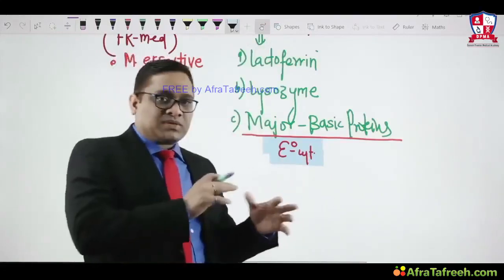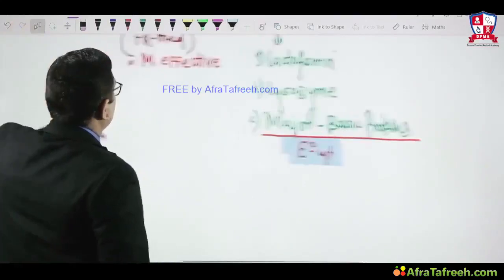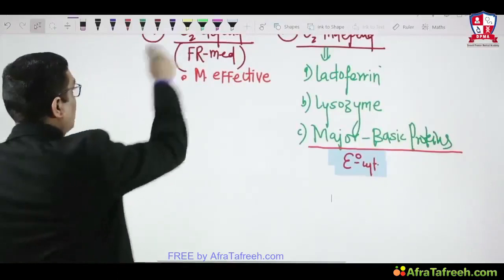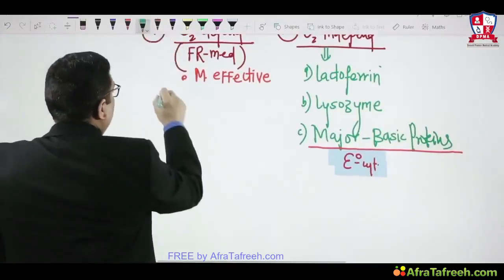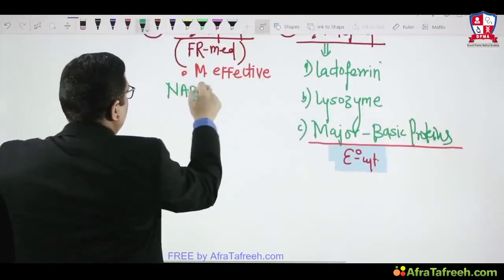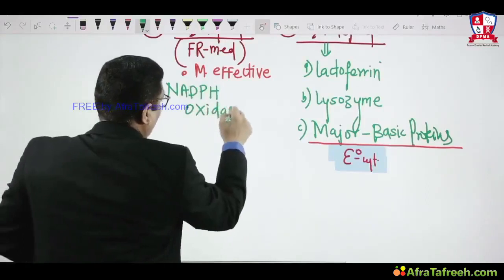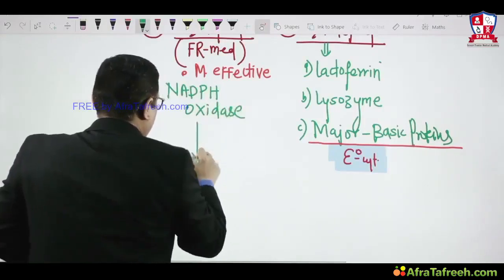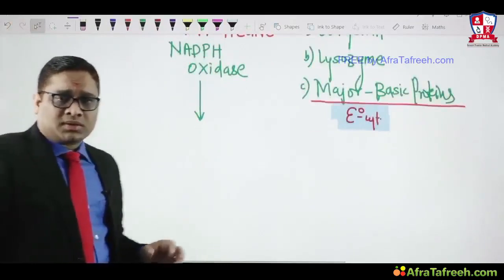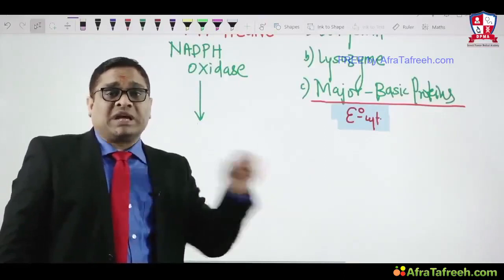So come to the basic one. The important one is oxygen dependent killing. We were talking about oxygen dependent, the most effective method. How will this most effective method be performed? This will be performed with the help of NADPH oxidases, as I have told you, phagocytic oxidase, NADPH oxidase. What are they going to do? NADPH oxidase in our cell will convert oxygen into superoxide free radical.